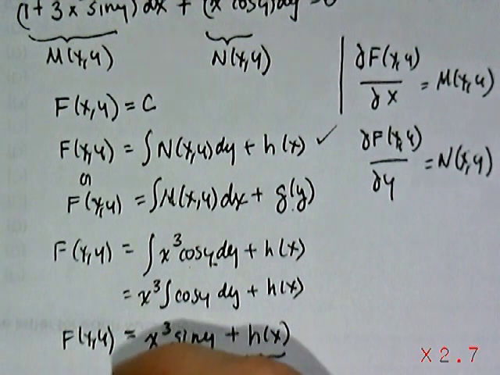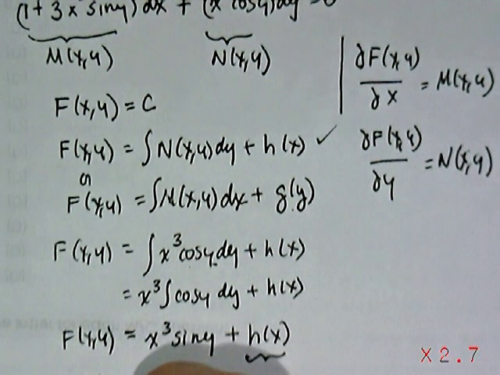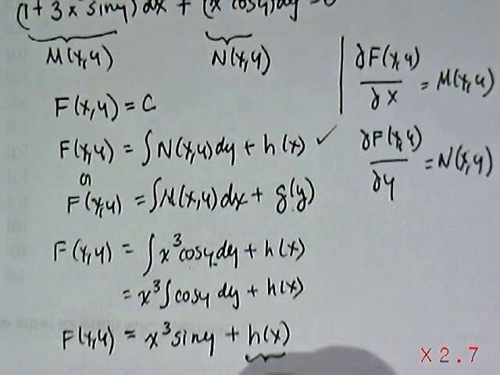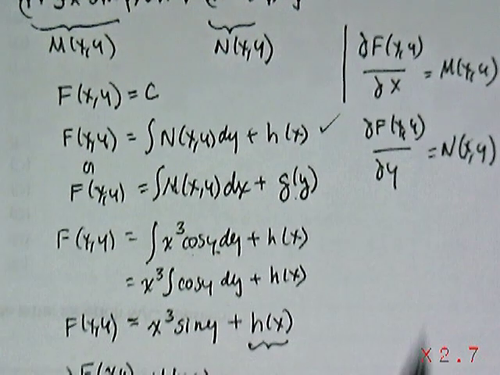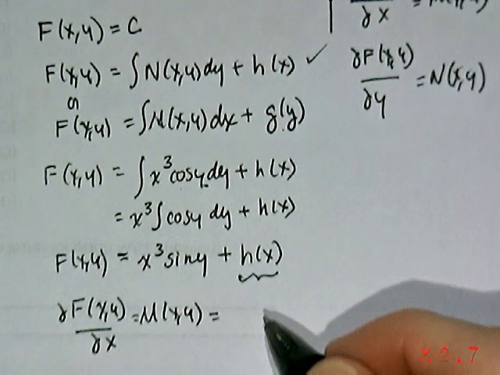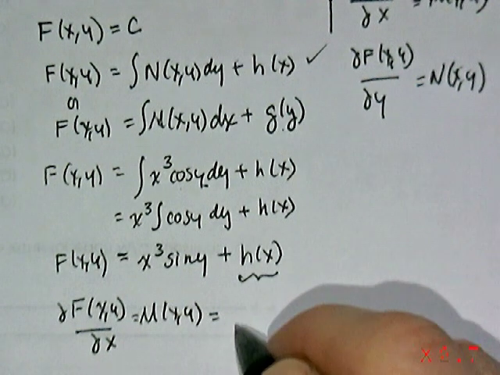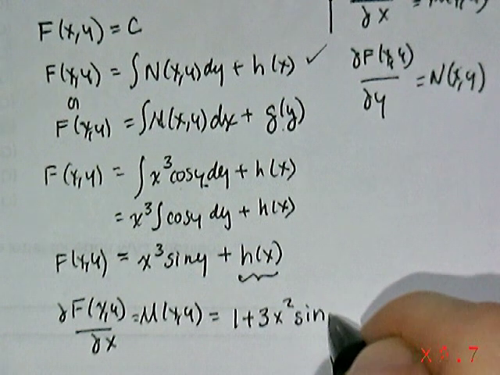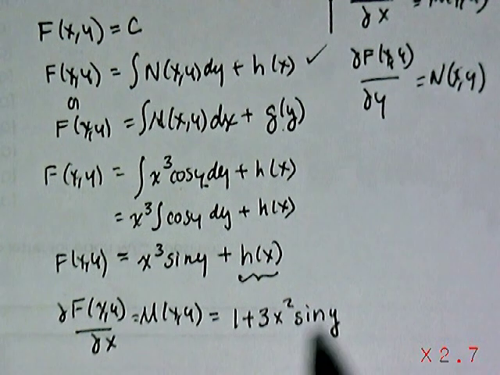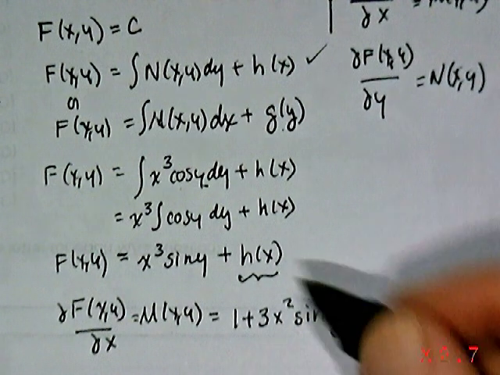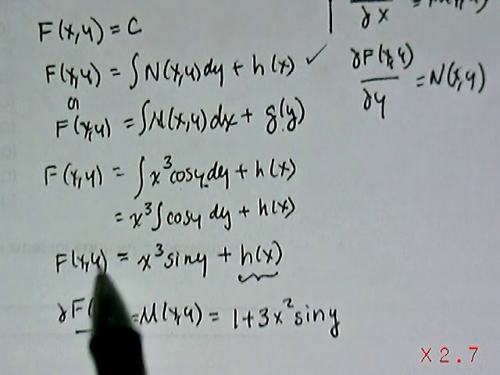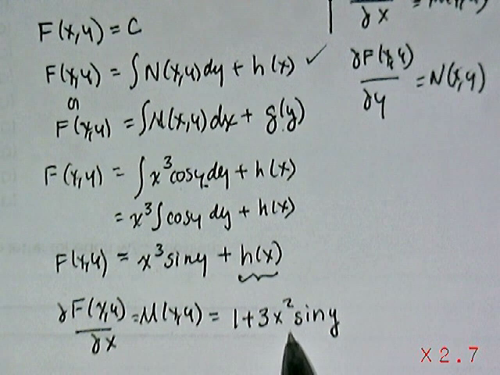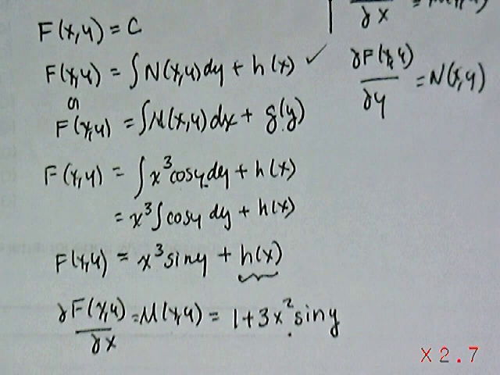Okay? So what we're saying is that I know what the partial of this form with respect to x has to be equal to. It has to be equal to M of x y, which is equal to what the original equation says, 1 plus 3x squared sine y. Again, this came from the original equation. That's what M of x y is. So we think we've got a form for f. Let's take the partial of this and set it equal to this expression right here, and see if we can figure out a constraint on the h.